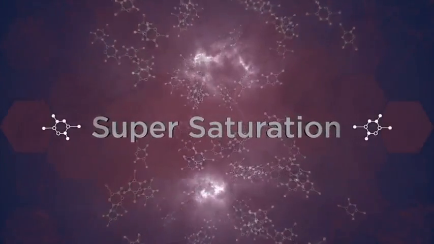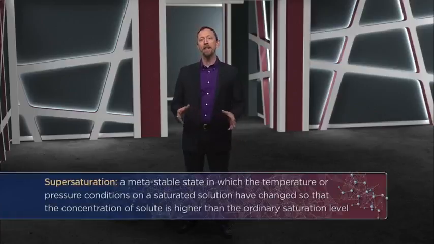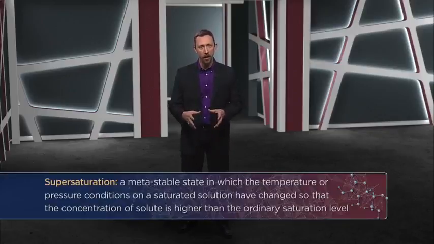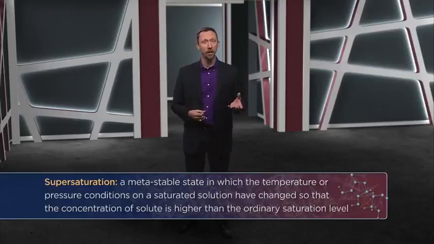There's one more very interesting point that needs to be made on changing the solubility of materials. We've already established that all solutes have a finite solubility in a given solvent. We also just saw that the solubility of a given material can be altered using temperature or pressure. There's one very interesting state that we have not yet discussed, that of supersaturation. Supersaturation is a metastable state in which the temperature or pressure conditions on a saturated solution have changed so that the concentration of the solute is higher than the ordinary saturation level.